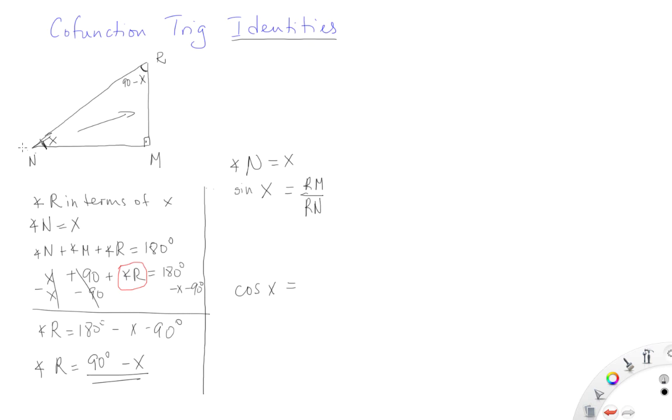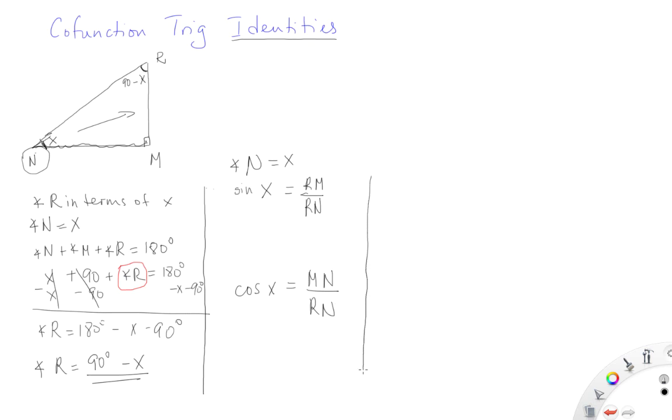The cosine is the adjacent leg. This is the adjacent one to angle N. And the adjacent one is MN, and the hypotenuse again RN.